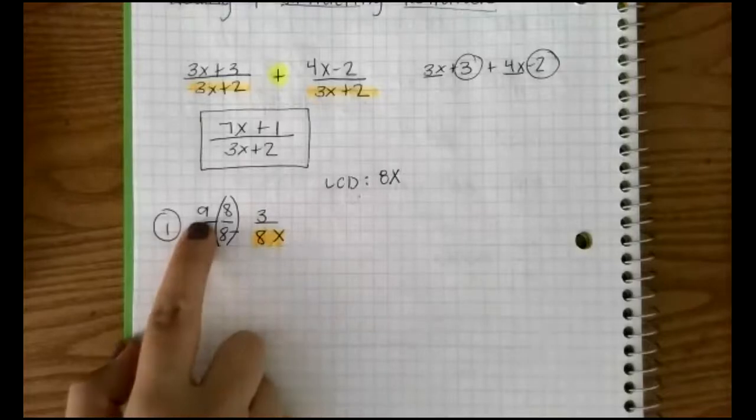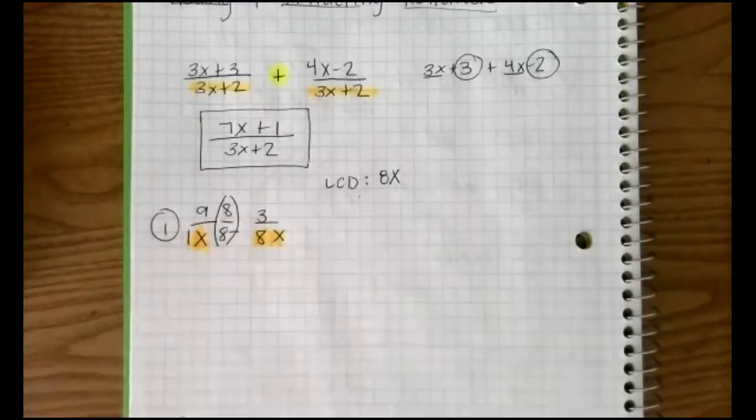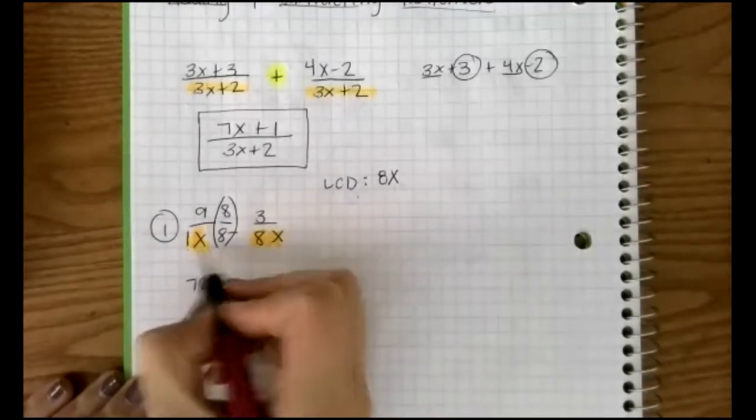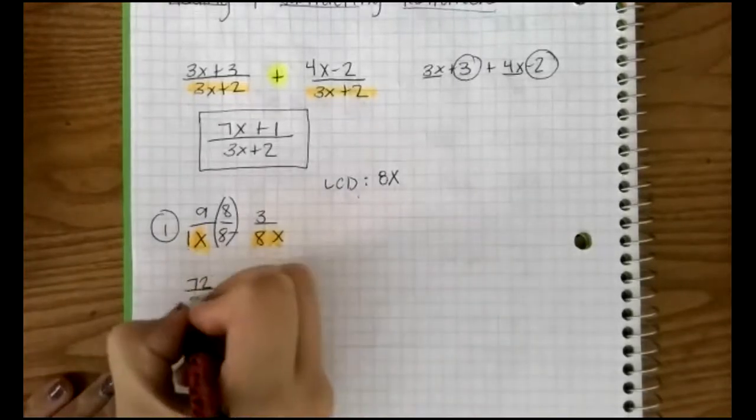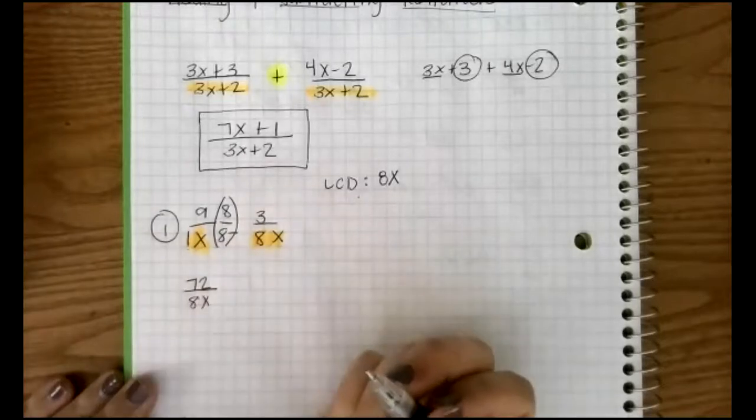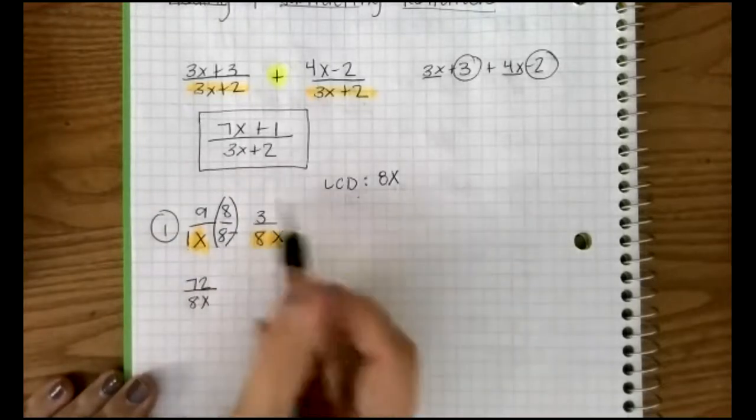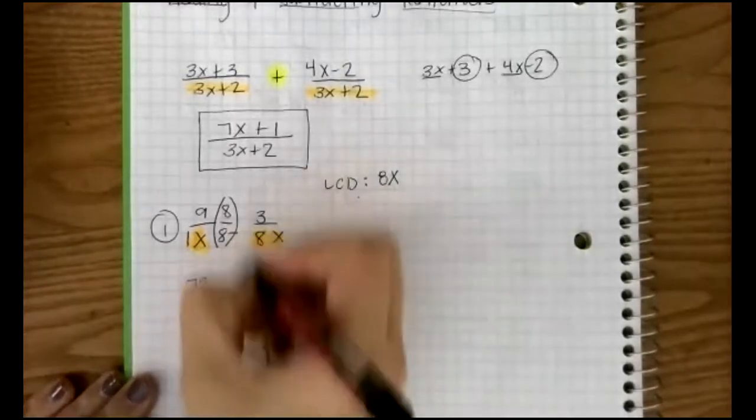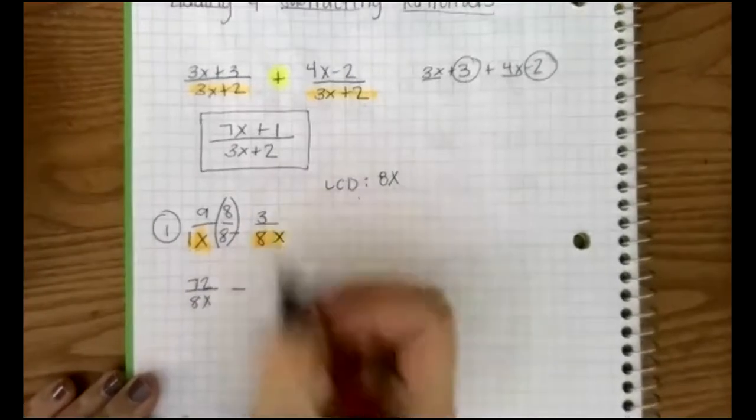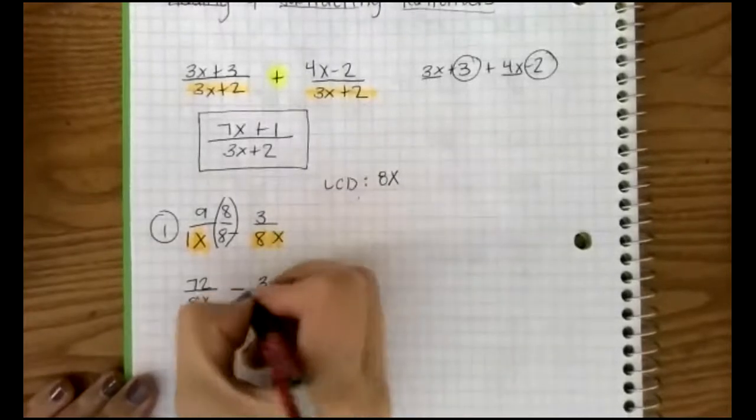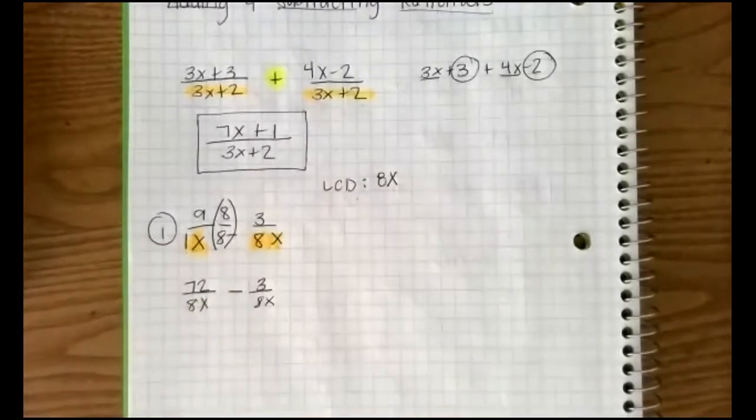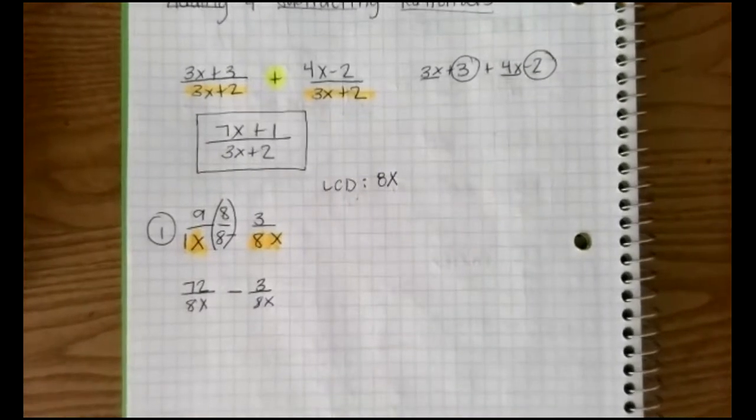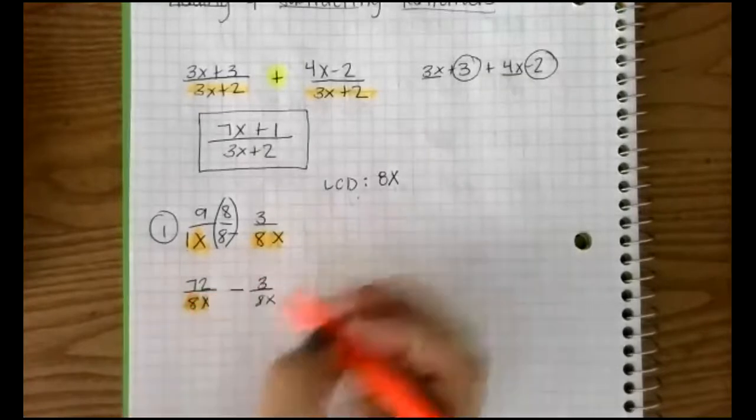So when I do that, I actually have to multiply 9 times 8 is 72. 1x times 8 is 8x. And this time I don't have to change the second fraction because it already has 8x. So I'm just going to bring it down. I'm going to bring down the minus. I'm going to bring down the 3 over 8x.